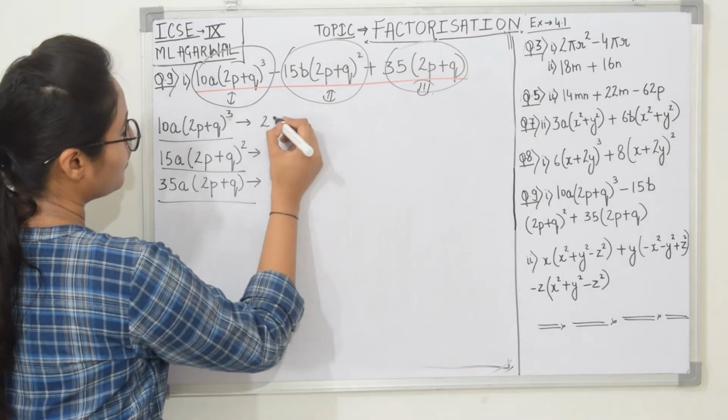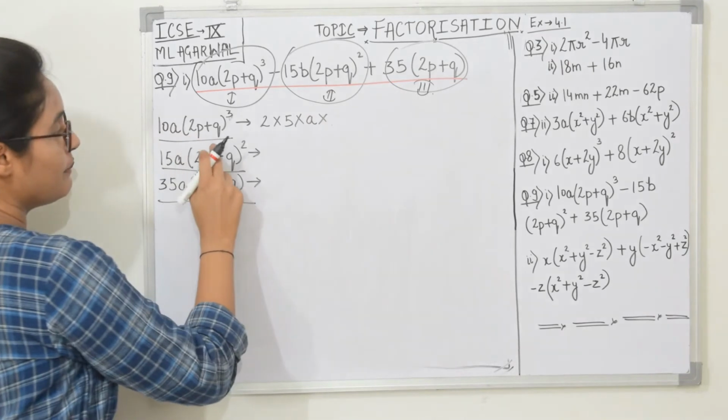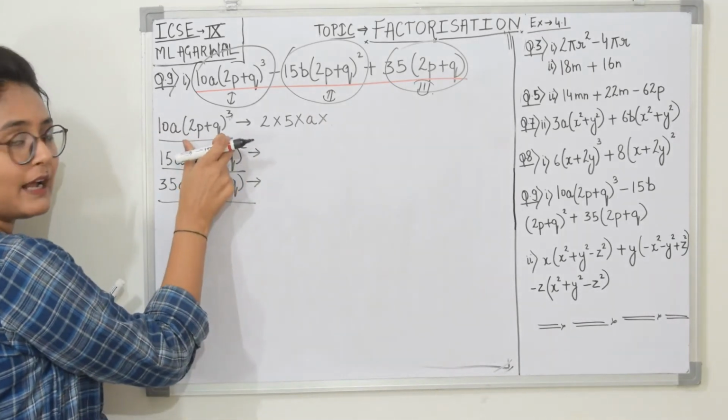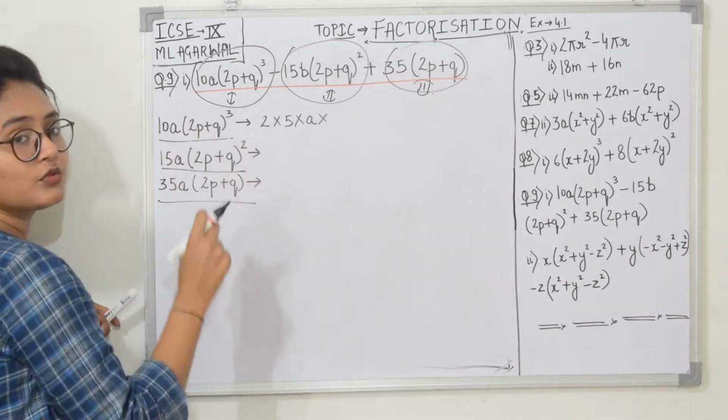10a, you can write it down as what? 2 into 5 into a. (2p + q) as a whole inside the bracket. Consider it as a whole only. Just factorize it according to the power on it.